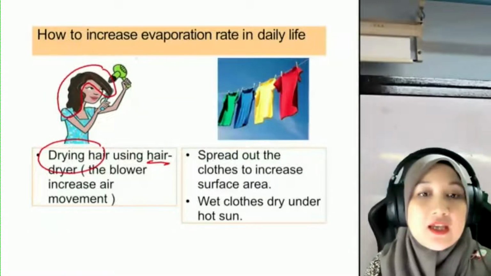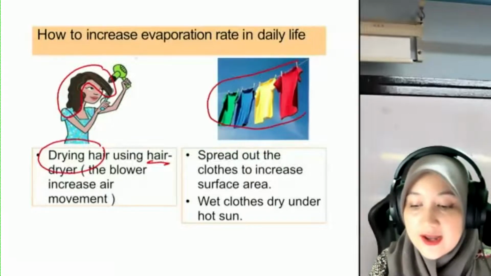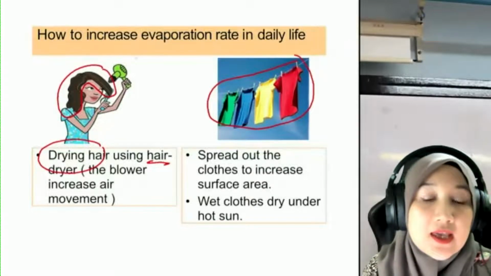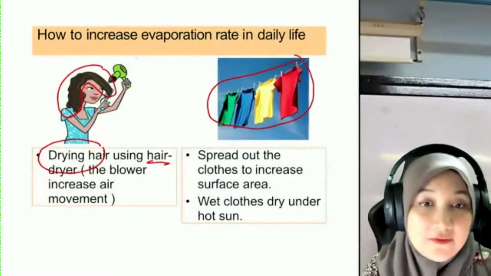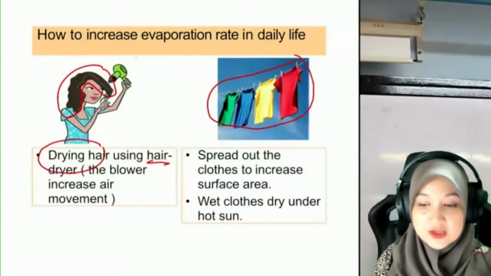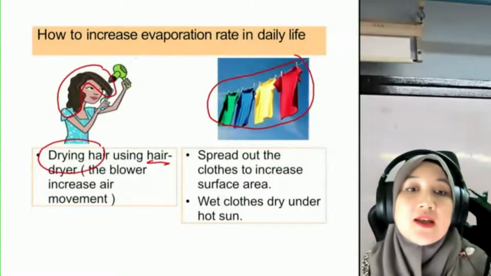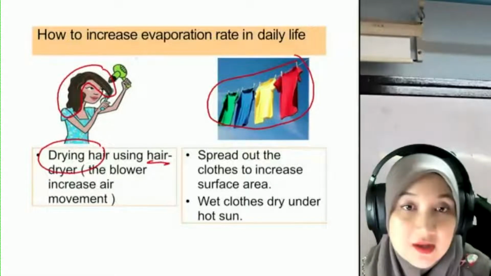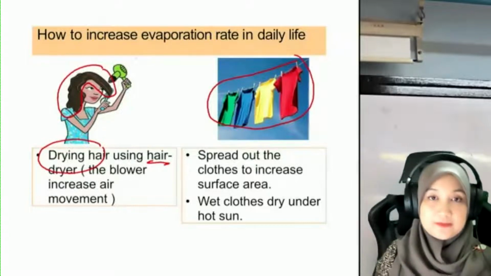So in here, in order to make sure that the clothes that you are hanging, the clothes that are drying, will dry faster, you have to make sure that you hang the clothes so as to expose a larger surface area for the air particles to evaporate the water.